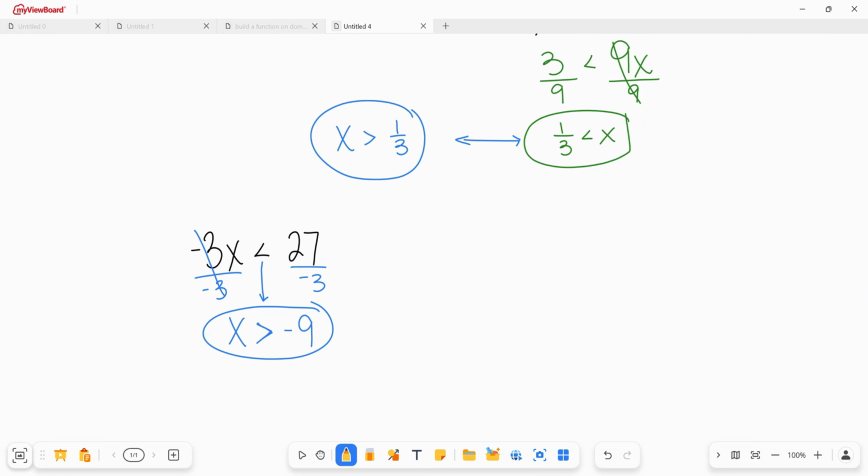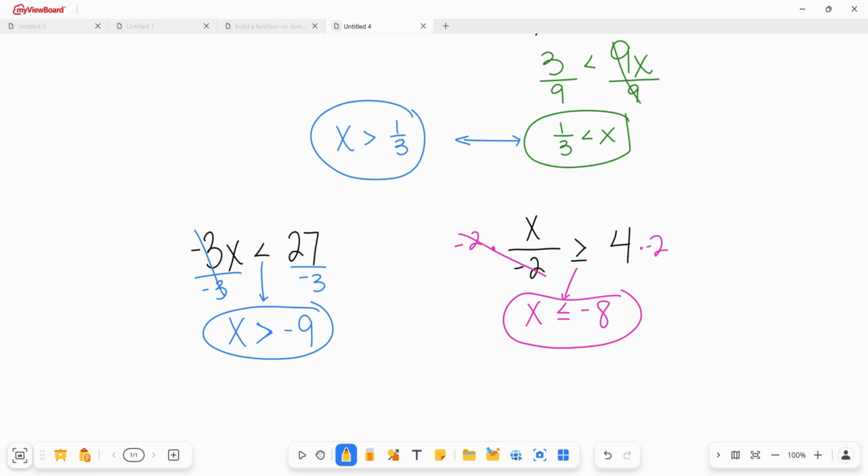So here's one more example. Let's use x divided by negative 2 is greater than or equal to 4. Very similar to before, we're going to multiply both sides by negative 2. Notice, multiplying by a negative, we are going to flip that sign to then get negative 8 for our answer. Divided by a negative over here, multiplied by a negative over here, the sign flips direction in both cases.